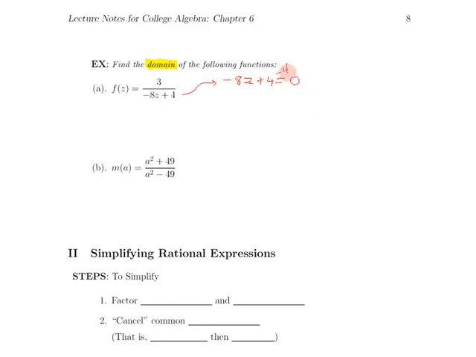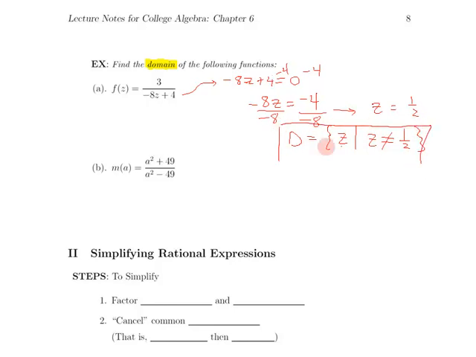If I subtract 4 from both sides, I'll have negative 8z is equal to negative 4. Divide both sides by negative 8, since I want to move the 8 over. Right, and then simplify that. I get z is equal to 1/2. Now, to write that, I'm going to write it this way. I'm going to say the domain, we'll call it D, is equal to the set of all z's such that z is anything but 1/2. That is, not equal to 1/2. And that is how I will write my answer for that.